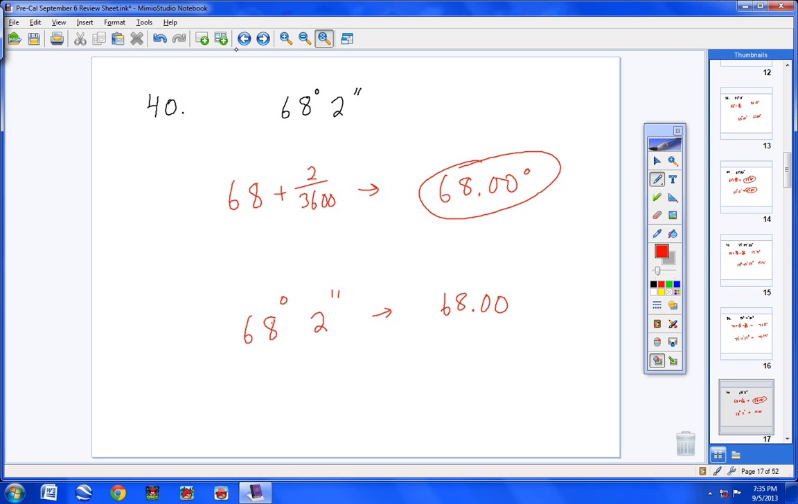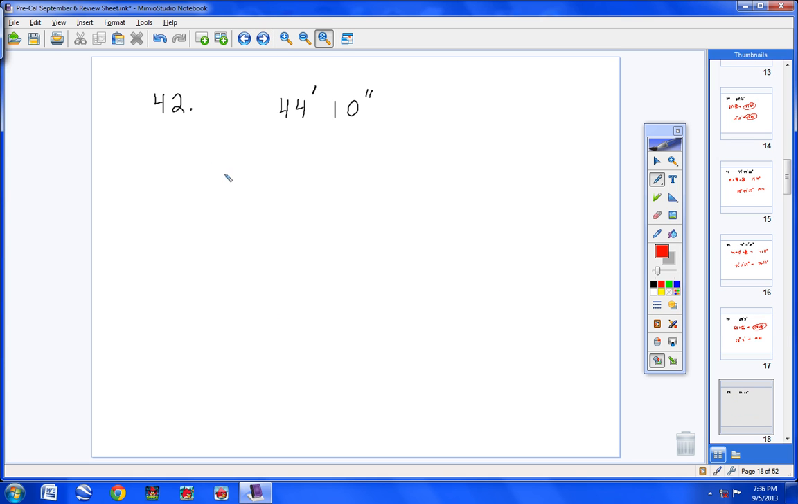All right, moving on to number 42, the last one in the second. Now notice we have no degrees here. Do you see that? We have minutes, so we start off with 44 over 60 plus 10 over 3600. Do you see that? There's no degrees anywhere. And then you type that in your calculator and hit enter, and you should get 0.74 degrees.